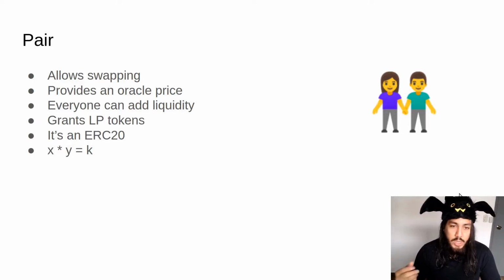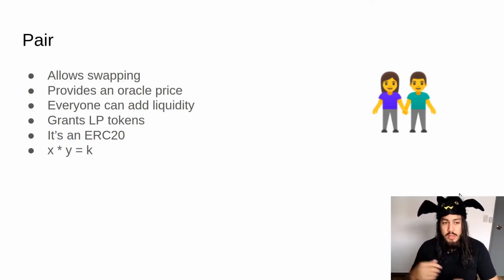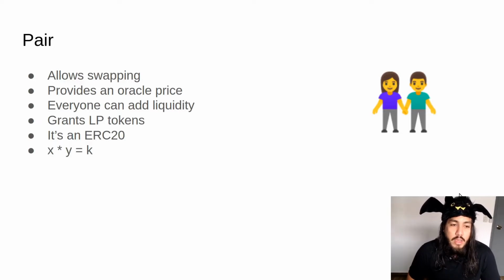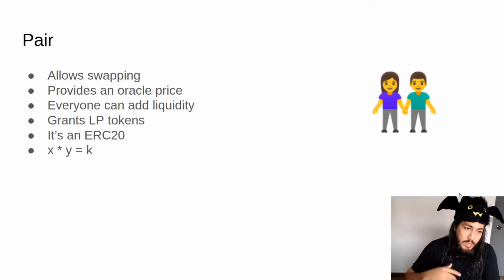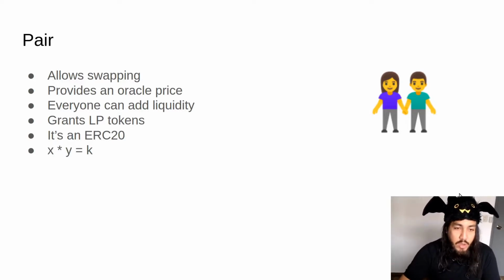For each transaction, you can earn a reward, and it also grants LP tokens, and it's an ERC20. This is how you can demonstrate that you have deposited liquidity and you can retrieve your liquidity back. And also, as we said, it provides an oracle price based on the function x times y equals k. We're going to talk about this in a moment.